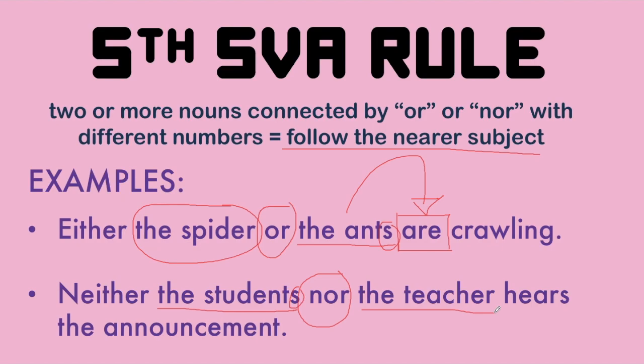Again, the question is, which subject is nearer the verb? Correct. The answer is the teacher. Therefore, we used the singular verb hears. So we follow the nearer subject. Okay?